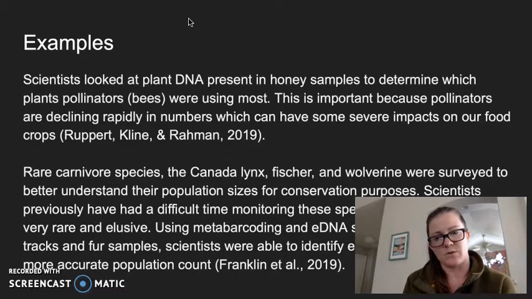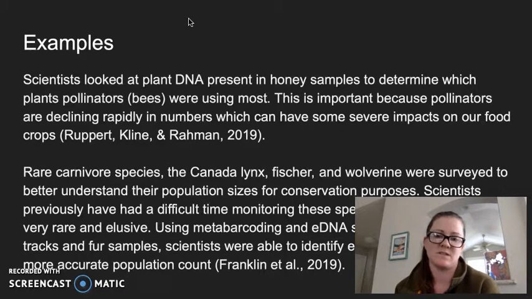Another one that I thought was pretty cool was a rare carnivore species study. So the Canada lynx, the fisher, and the wolverine were being surveyed to just better understand their population numbers, because it's a really rare and elusive species. And they were actually using eDNA data from the snow samples, from the tracks that they saw in the snow, and they were doing the analysis of that to get a better idea of how many of those kind of rare carnivores were in that population. So I thought that was really cool.